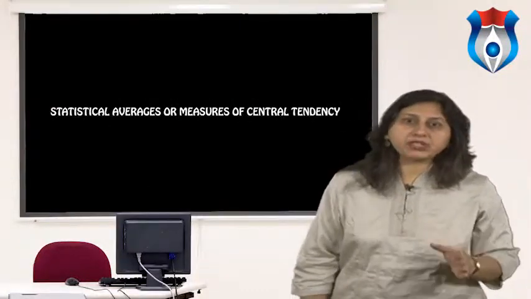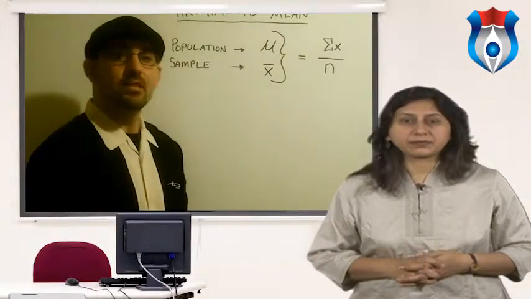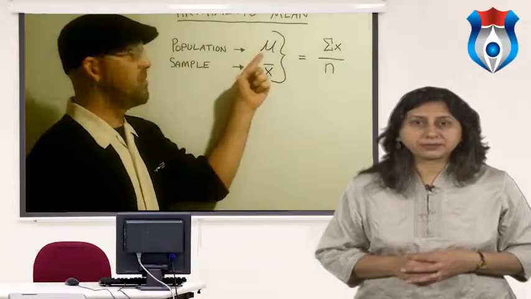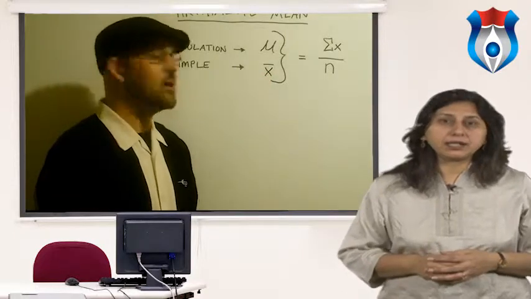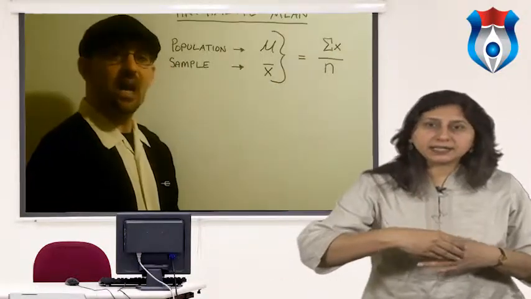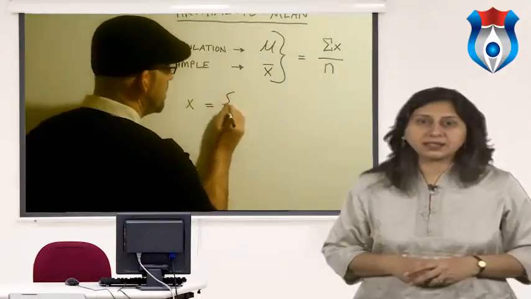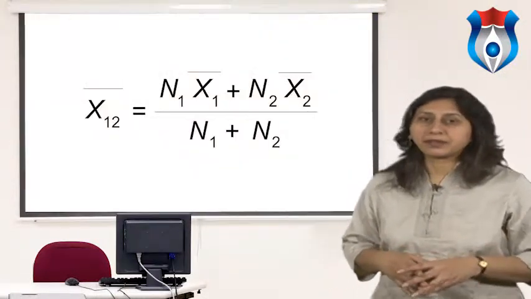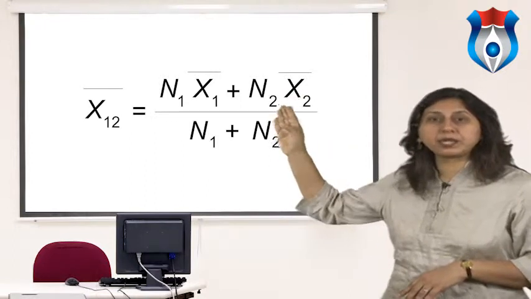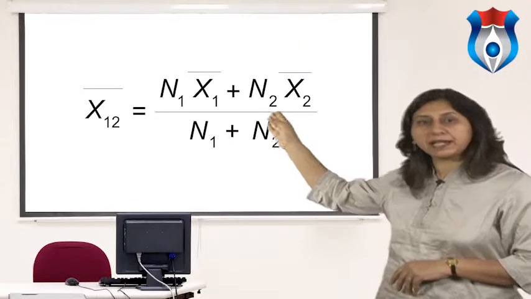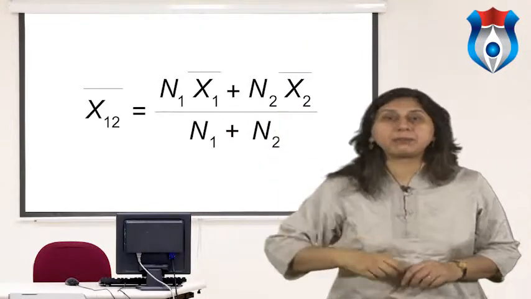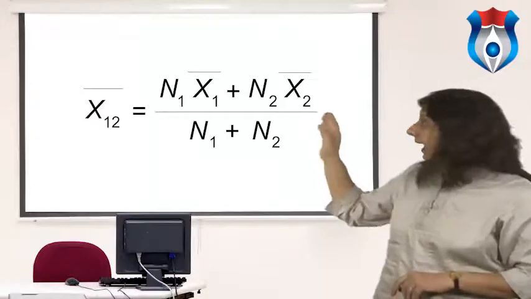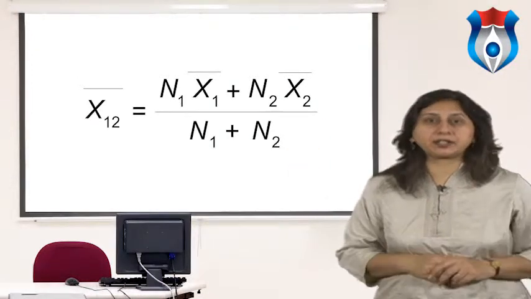Statistical averages or measures of central tendency. Let us see how arithmetic average is calculated in individual series. Arithmetic mean: the sum of all the numbers in a list divided by the number of items in that list. This is Charlier's accuracy check. Combined mean is given by this, where x12 is equal to combined mean, n1 is equal to number of items of the first group, n2 is equal to number of items of the second group, x1 is equal to arithmetic mean of the first group, x2 is equal to arithmetic mean of the second group.